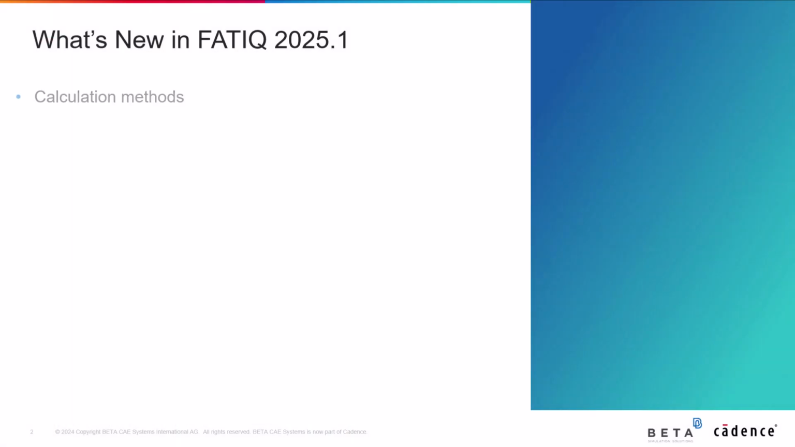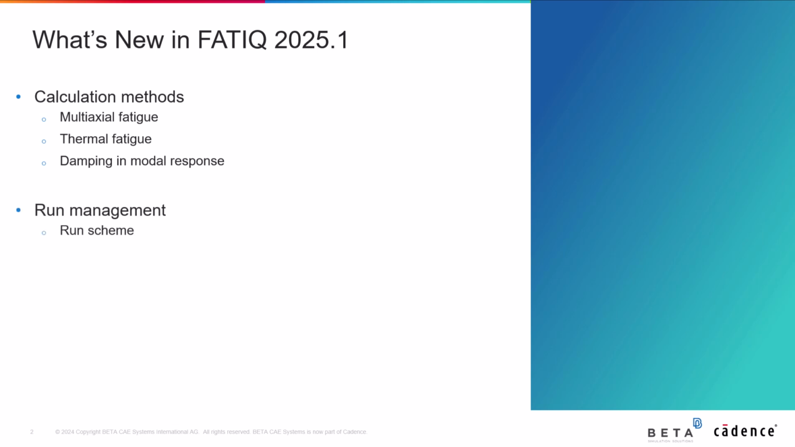Regarding the calculation methods, we support multi-axial fatigue, thermal fatigue, and damping in modal response. We have established a run scheme based on file name and location. In materials, it is possible to define a double-slope SN curve. What's more, regarding post-processing, we provide the annotations tool.